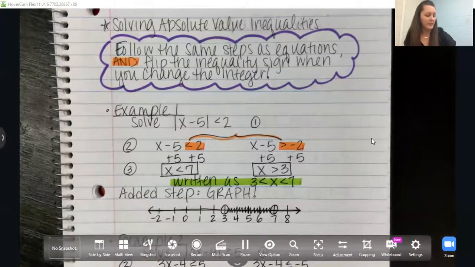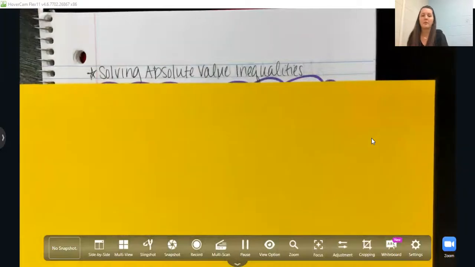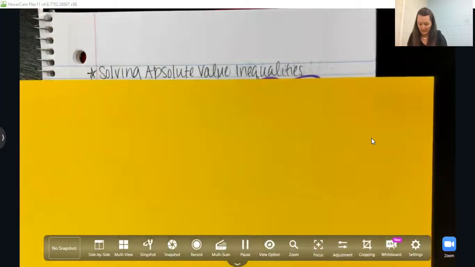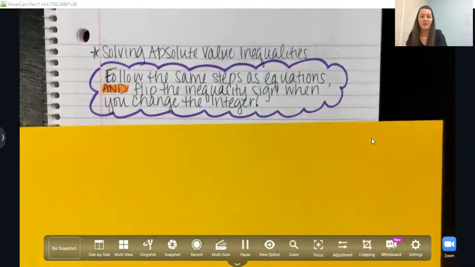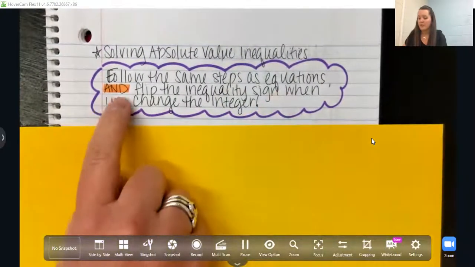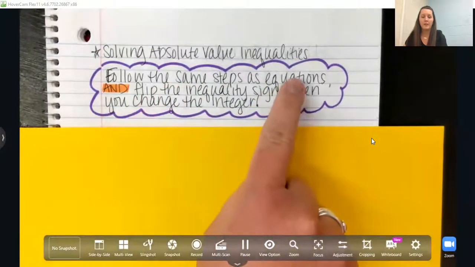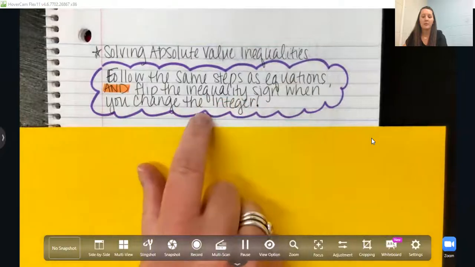All right, we are extending our learning of absolute value. We learned about absolute value equations, and now let's talk about absolute value inequalities. Remember, greater than, less than, greater than or equal to, or less than or equal to. So the steps for solving those inequalities are the same as equations, except you'll have some inequality signs. So when you change the answer to a negative, you're going to flip the inequality sign when you change the integer.